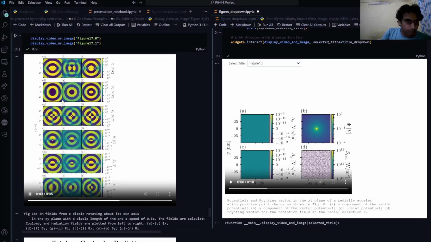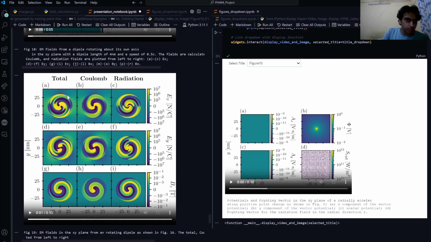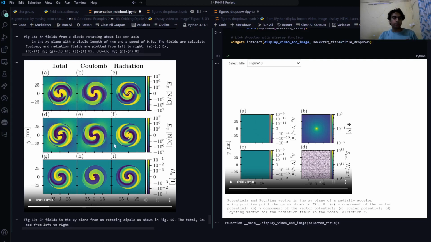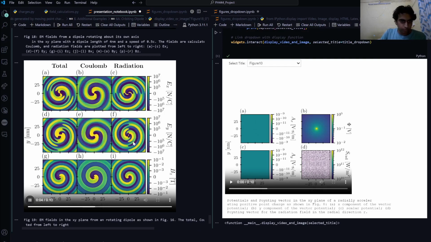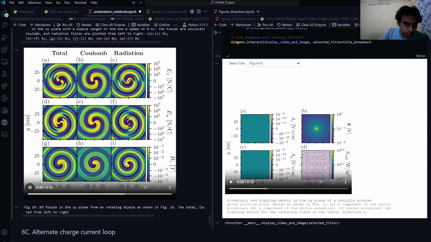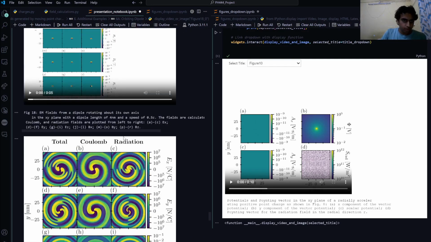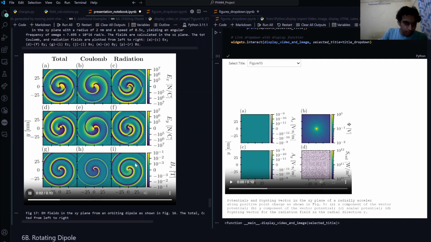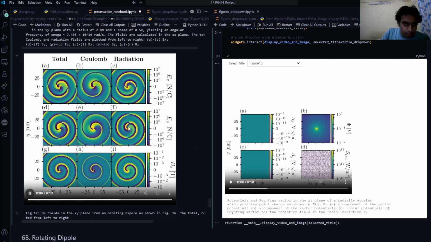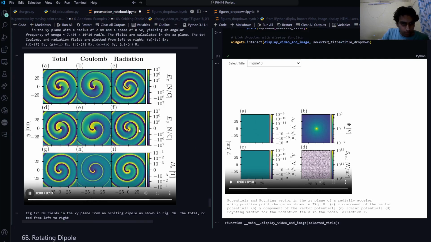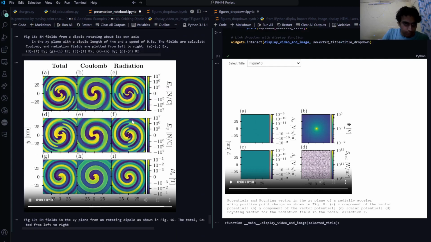Moving on, here we see the rotating dipole, but in the xy plane. Compared to the orbiting dipole, as mentioned before, you can see that the spiral originates from the center and is much more symmetric as compared to the orbiting dipole, where you can see that even the center moves off. The center of the EM field is slightly off center, right?